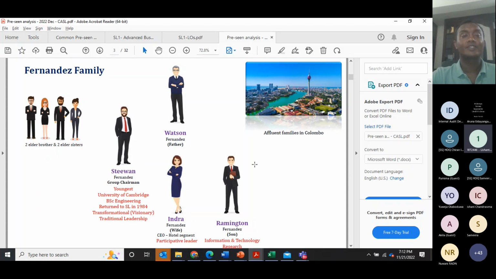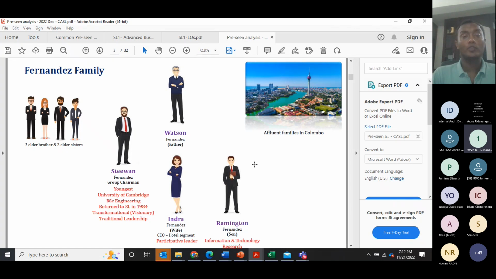Until that comes, let's look at these key names and who they are. This is very important because in the exam, with very limited time, if you are familiar with the case study, that itself really helps you quickly analyze the governance or whatever issues.